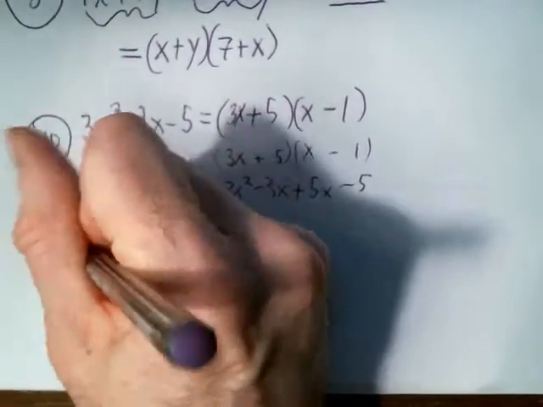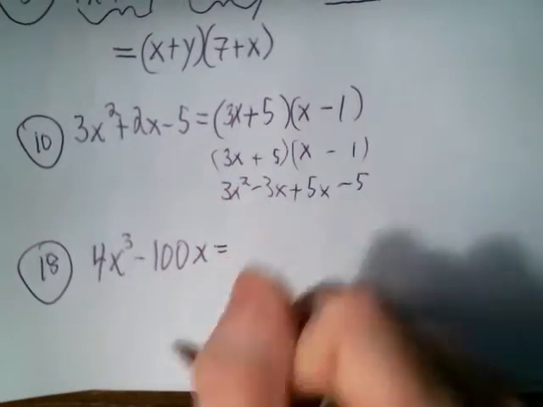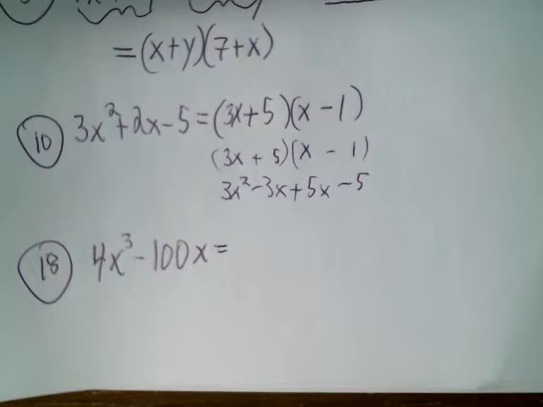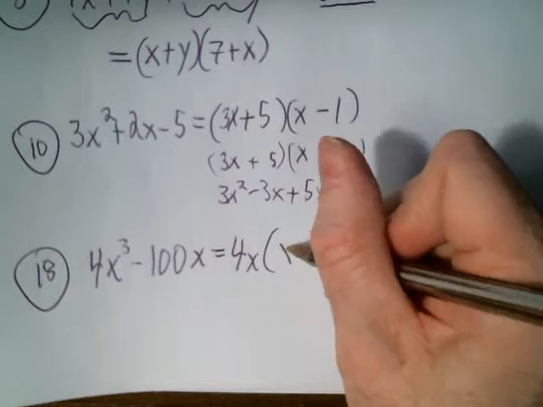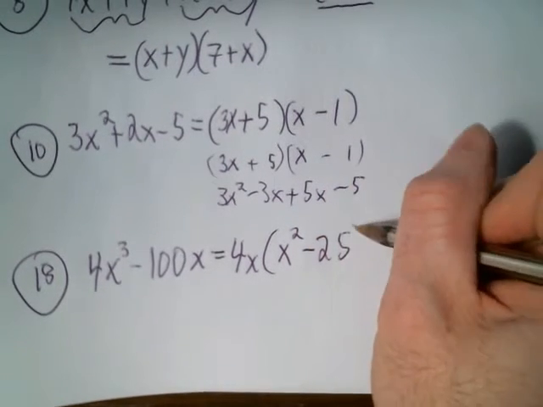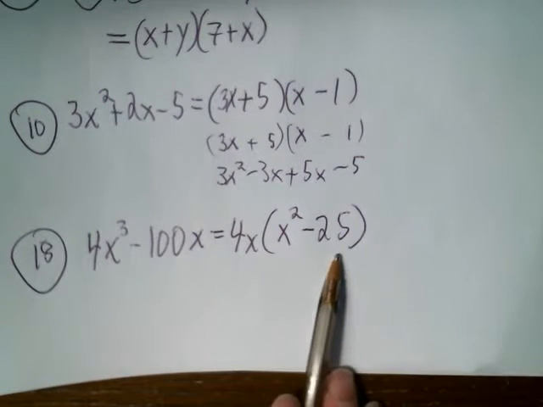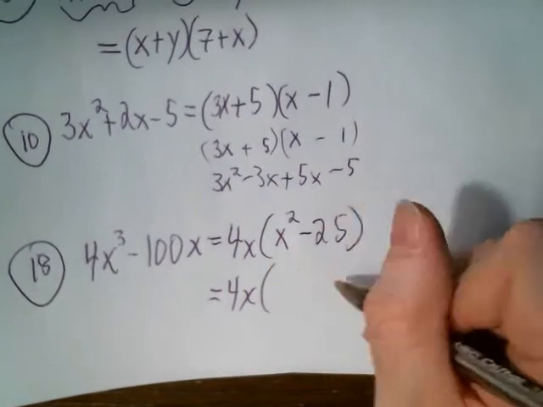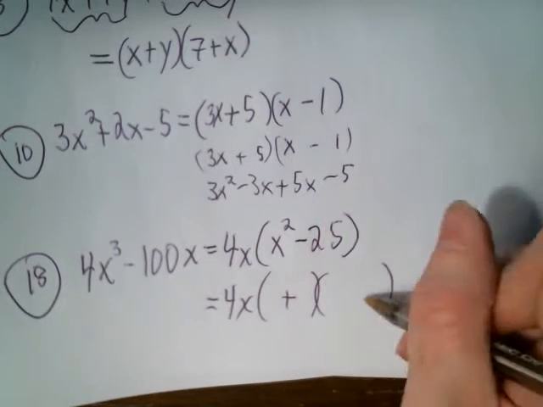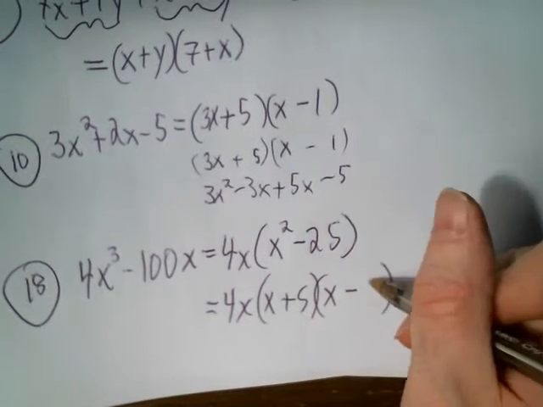Let's look at 18. We got 4x cubed minus 100x. So this time I can factor out a GCF of 4x. So I'm left with x squared minus 25. And then you look at it and see if you can keep going. And yeah, this is a difference of squares, so I'm not done. I'm going to set up my parentheses, get my signs, plus minus. It's got to be x and x, and then 5 and 5.